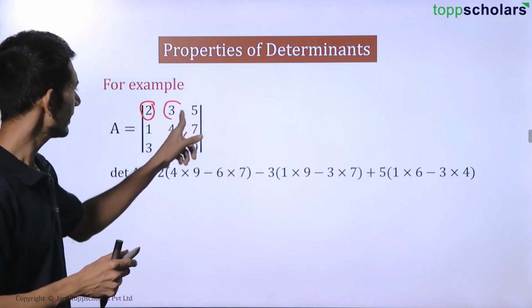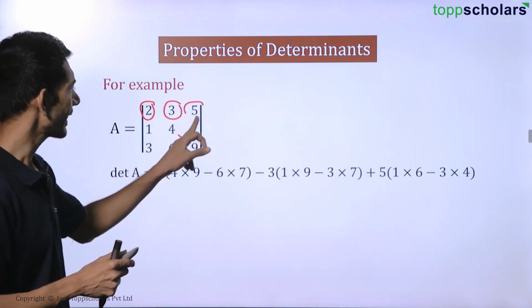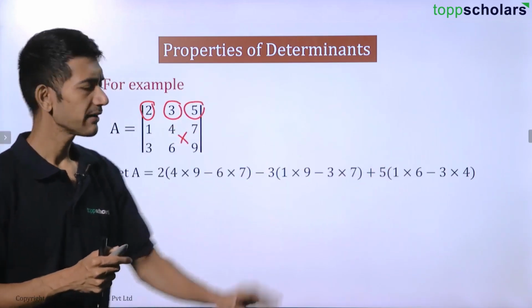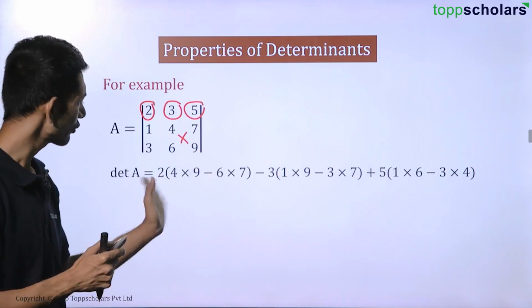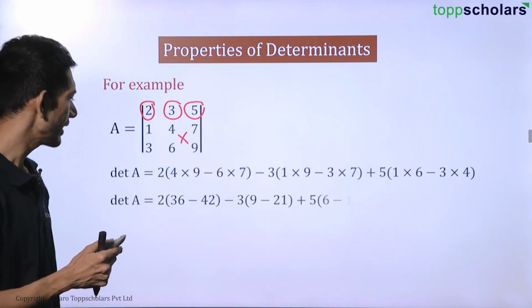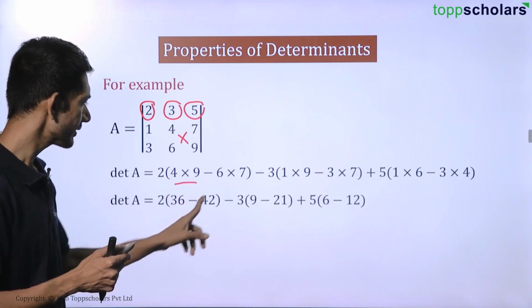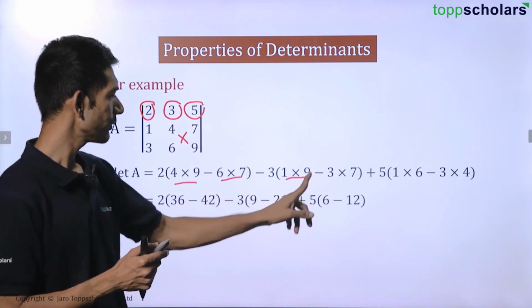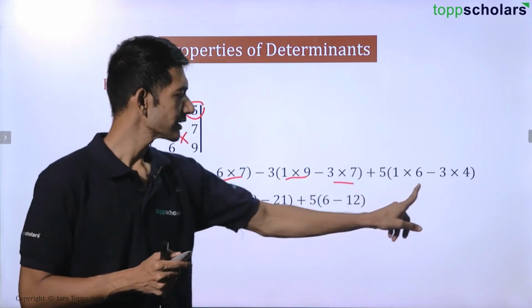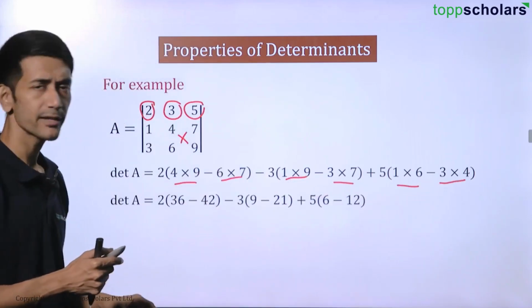Then we have minus 3, the other numbers in the other bracket, and then 5, and finally you have the numbers in those brackets. Solve it further. Let us see what value we get. 2 multiplied by 9 4s are 36, 6 7s are 42, 9 1s are 9, 3 7s are 21, 6 1s are 6, 3 4s are 12. We have put it in the bracket.